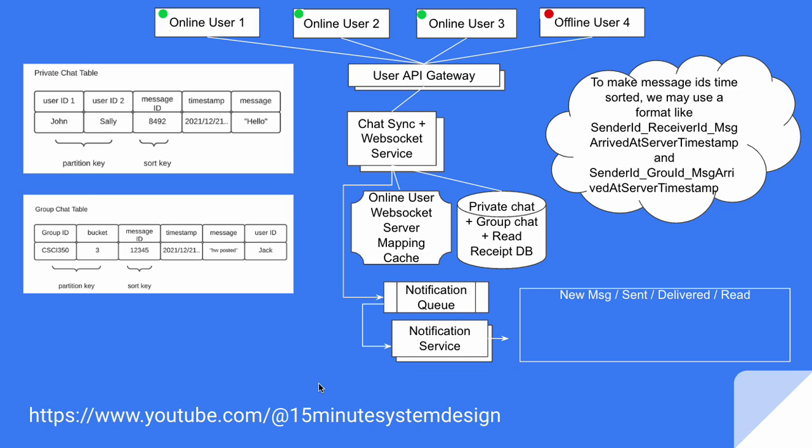Now, we also need to think of how to make message IDs time sorted. This can be done by including the server timestamp in them. For example, sender ID underscore receiver ID underscore the timestamp at which the message arrived at the server. And similarly, sender ID underscore group ID underscore the timestamp at which the message arrived at the server.